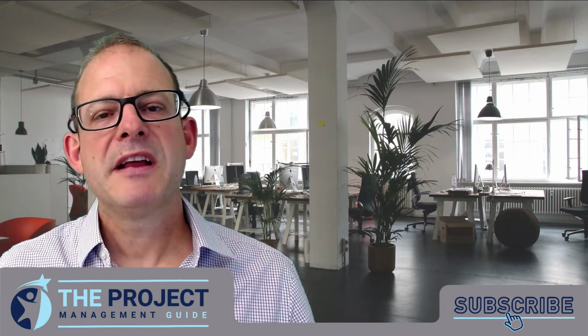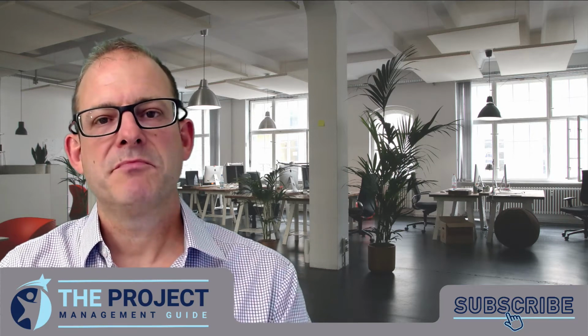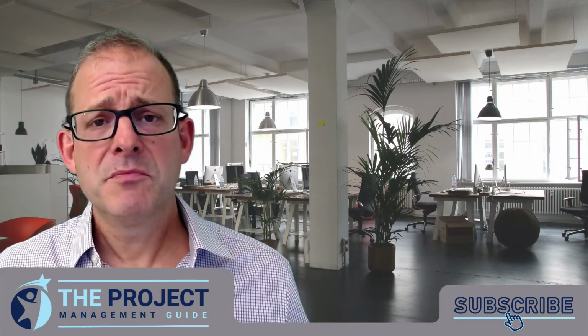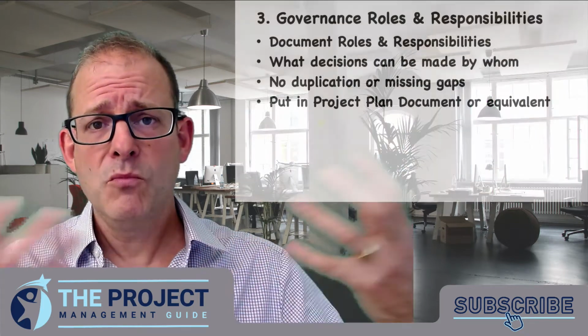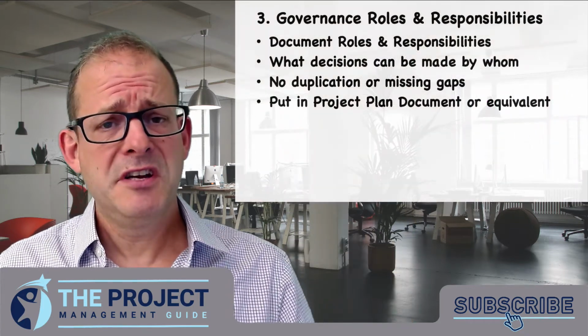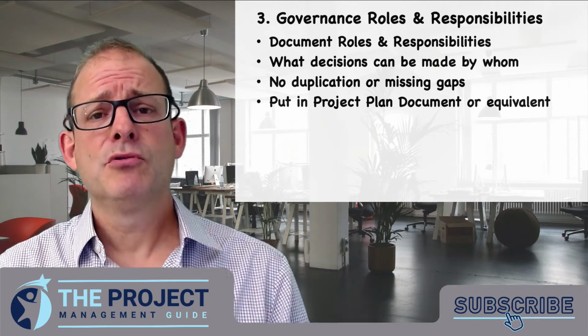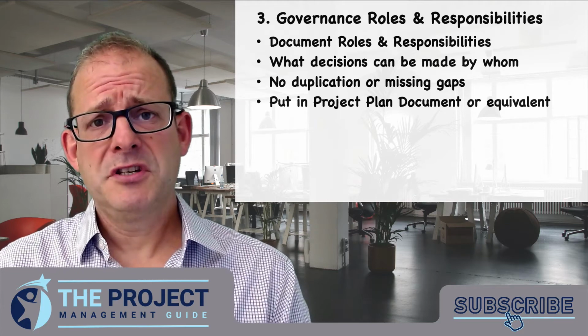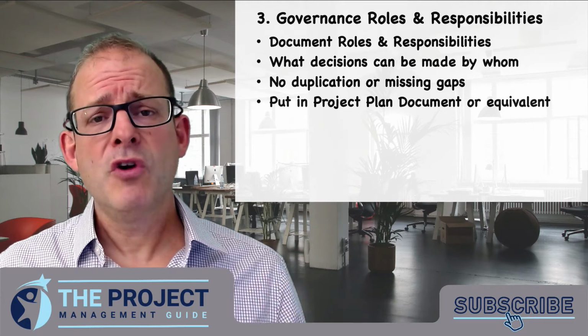Moving on to the third governance function then. So we really want to be clear about what our roles and responsibilities are on the project, and we need to write those down. So we need to write down who the project sponsor is, obviously, and what their role is going to be in the project. We need to write down what the project board members are and what their function on the project is as well. And it's important, as I said, that you write all of this down.